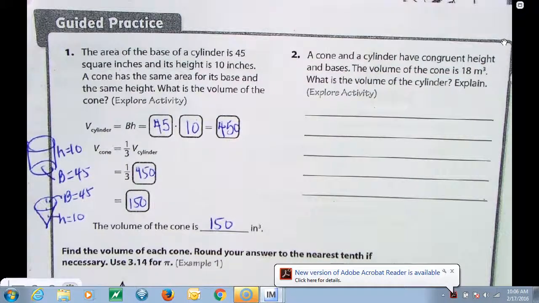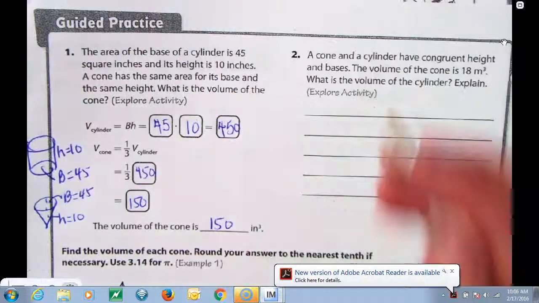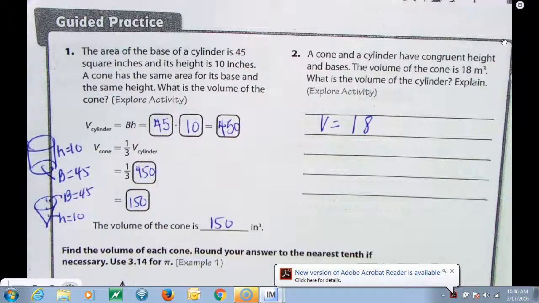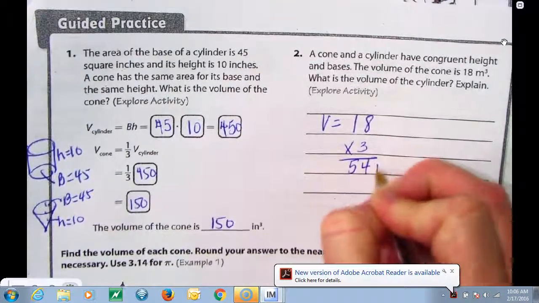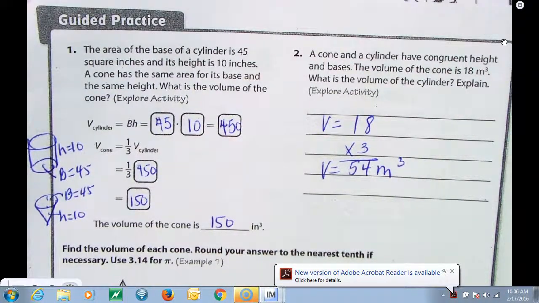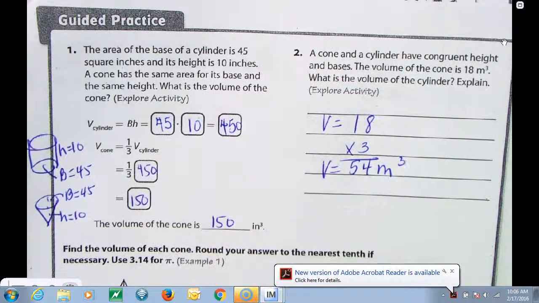Number 2: a cone and a cylinder have congruent height and bases. The volume of the cone is 18 cubic meters. What is the volume of the cylinder? So if I know the volume of the cone is 18, Logan says to multiply it by 3 to get the volume of the cylinder. Yeah, good. So the volume of the cylinder is going to be 54.